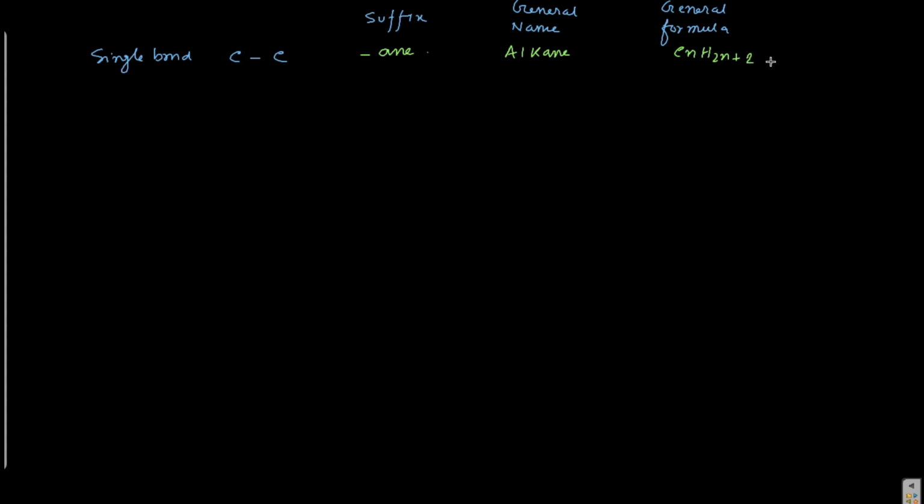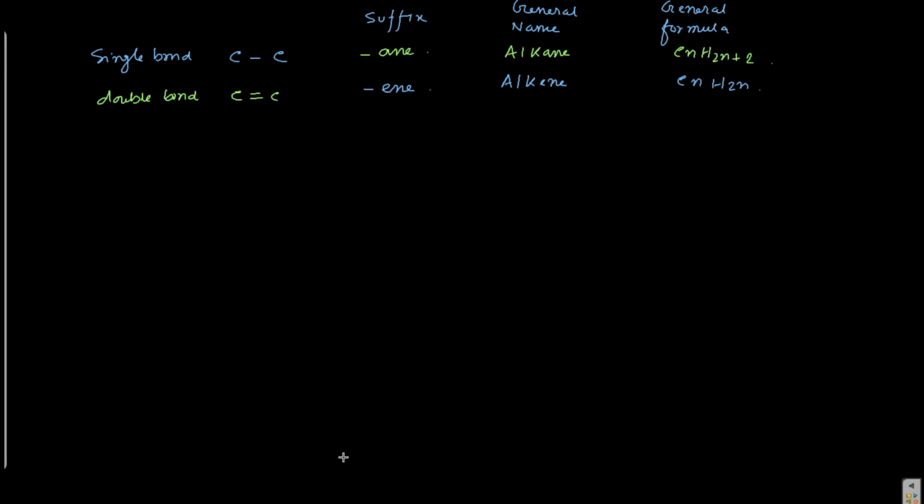Now depending upon the bond, we have alkane, alkene, alkyne, and obviously a group R, the alkyl group. So for the suffix, general name and general formula: if single bond between C and C, the suffix is ane, the general name is alkane, and the general formula is CnH2n+2, as a single bond is present. For a double bond, C double bond C, the suffix is ene, the general name is alkene, and the general formula is CnH2n.